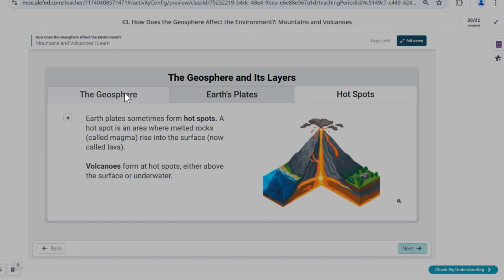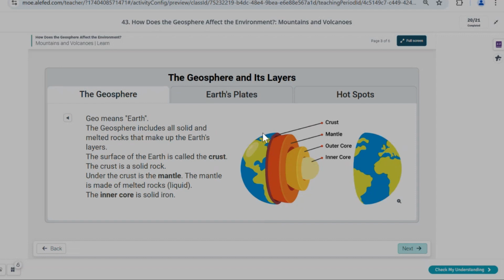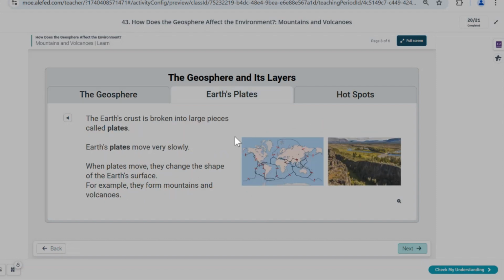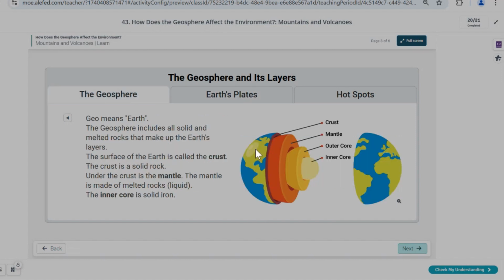So now we know already, okay, the geosphere: the crust, the top part, the mantle, liquid, and then the outer and inner core are solid, and the inner core is made of iron, okay? And on the crust, the top one, they have plates, moving slowly, because under these plates is liquid. So they are sitting on a liquid, so they move very slowly, okay?